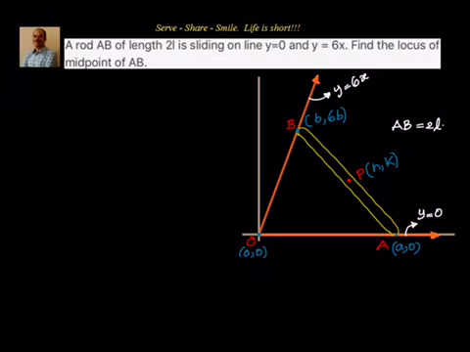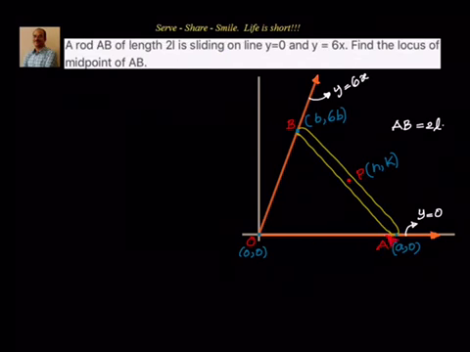Let us look at this interesting example related to coordinate geometry locus. A rod AB of length 2L is sliding on line y equal to 0 and y equal to 6x. Find the locus of midpoint of AB, nothing but point P. Here y equal to 0 is the x-axis and the other line is y equal to 6x.